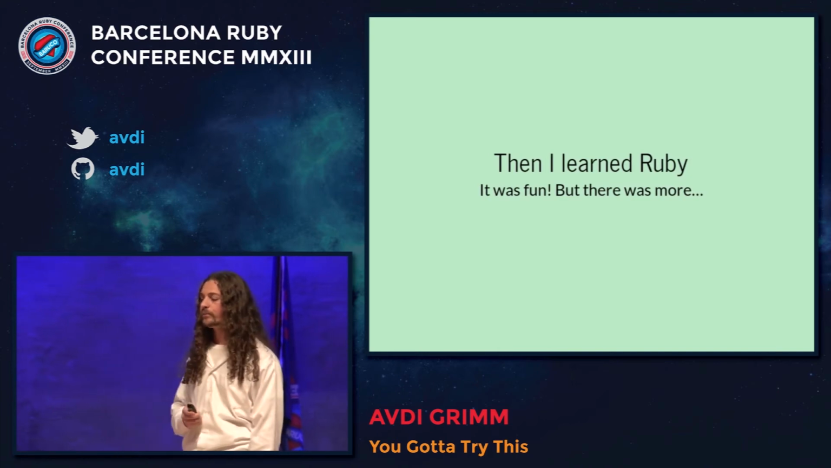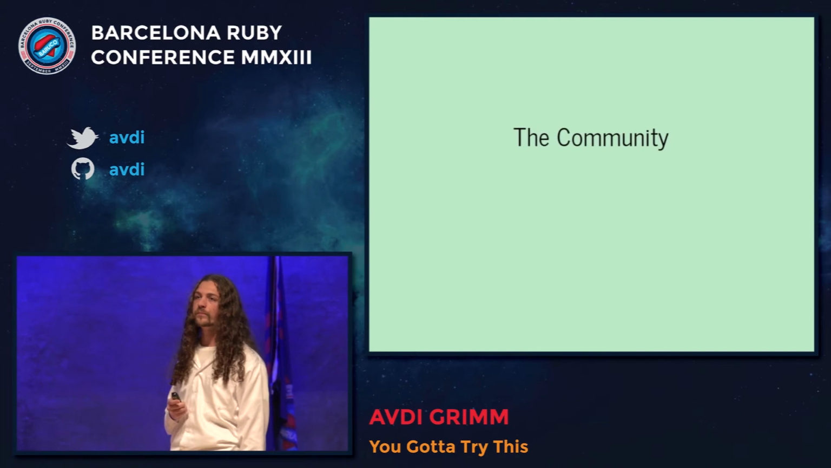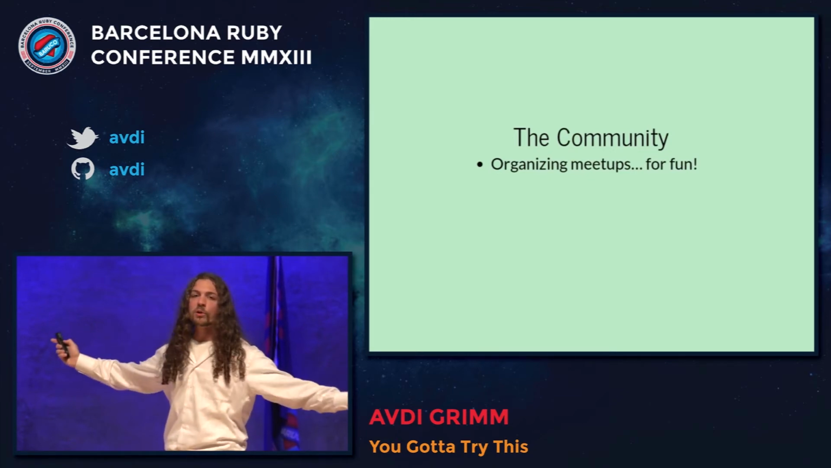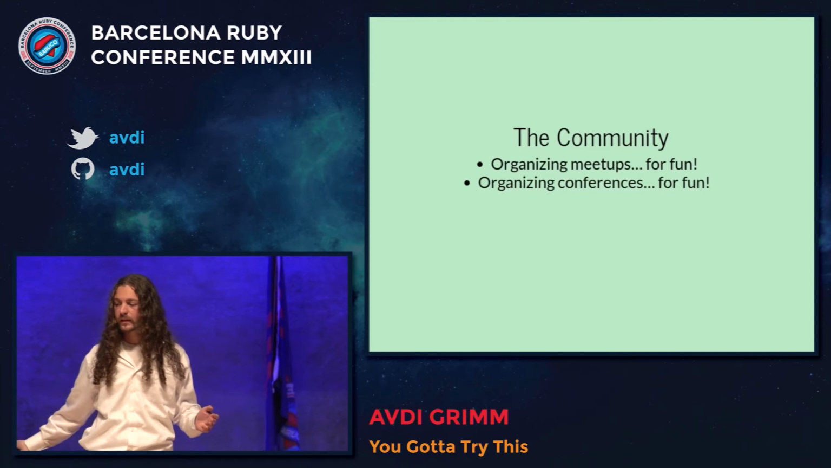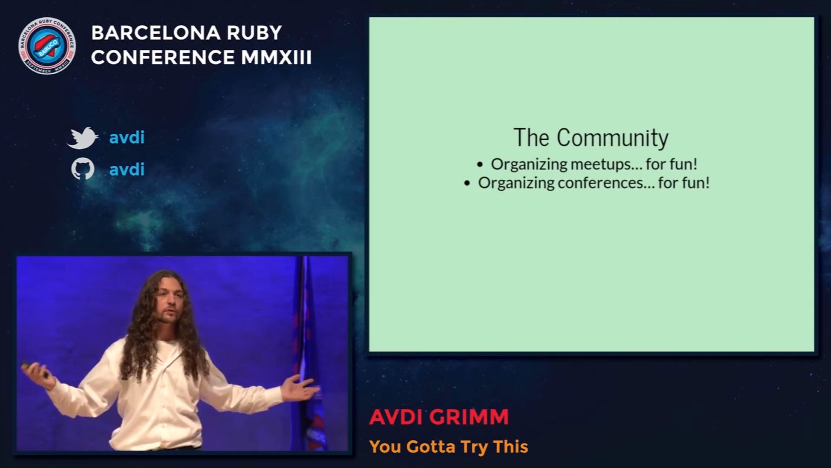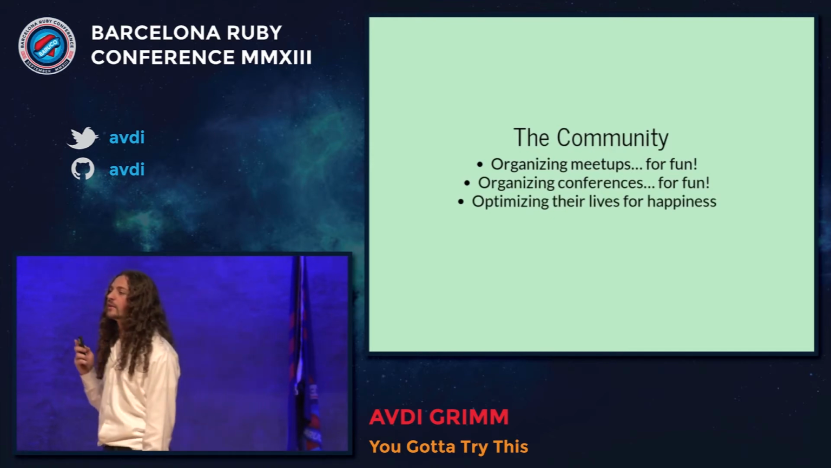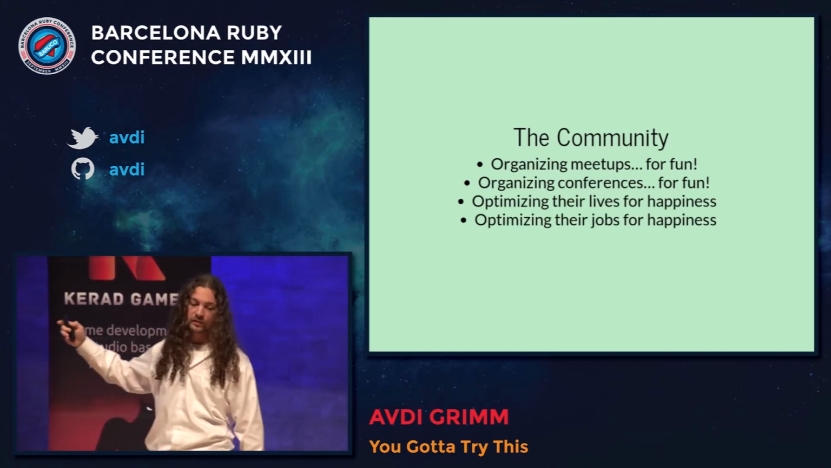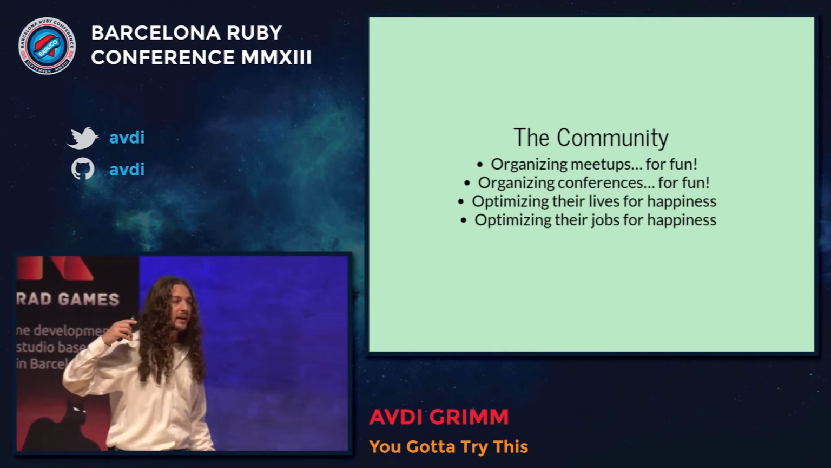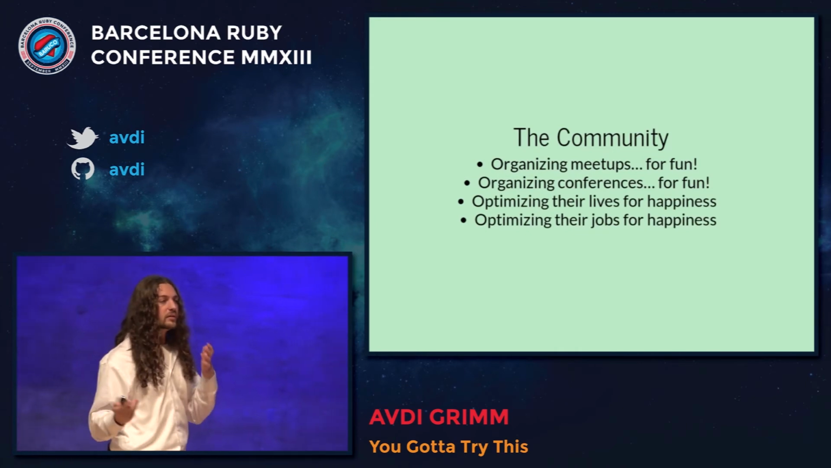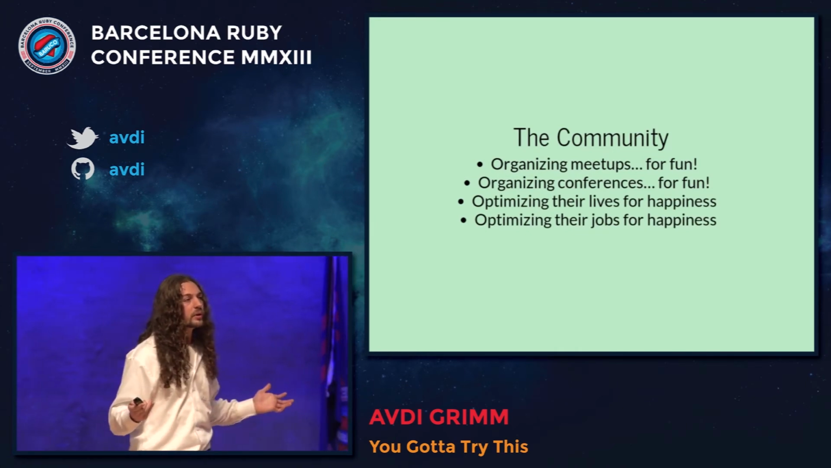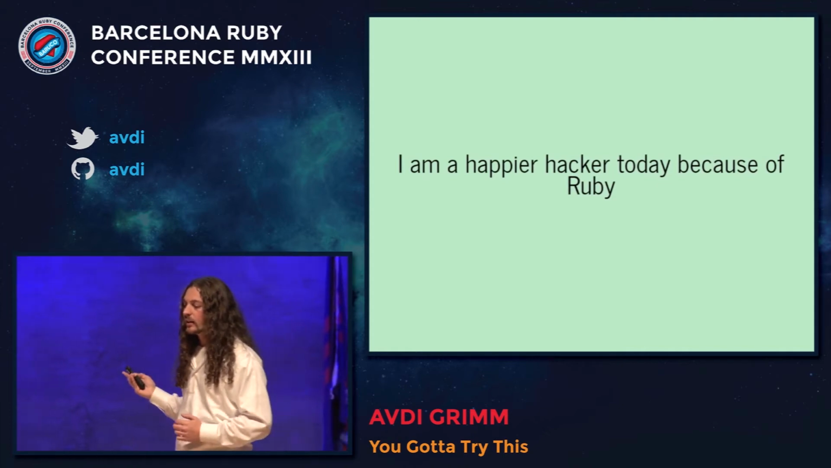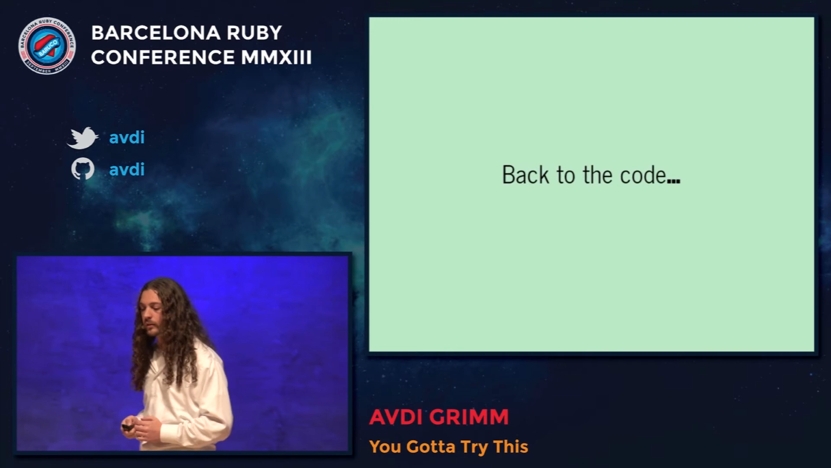But there was more to it. I got involved with the Ruby community. I met people who were organizing meetups with other programmers to talk about programming for fun. They were organizing conferences like this one for fun. They were optimizing their lives for happiness. And sometimes that meant optimizing their jobs for happiness. And meeting this community has led me on a long trip, which has led me to this point, a much, much happier hacker today because of Ruby. Anyway, back to the code.